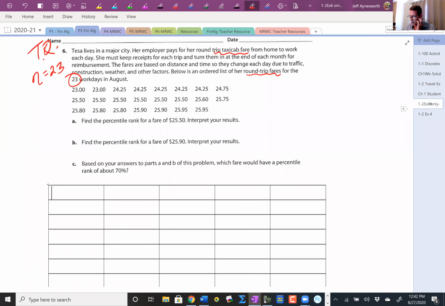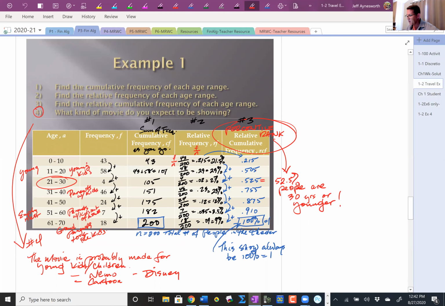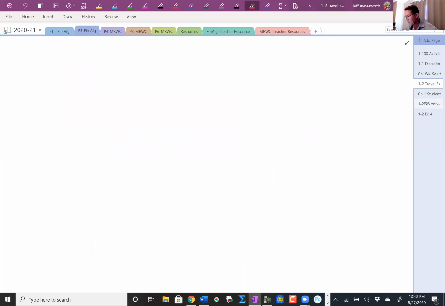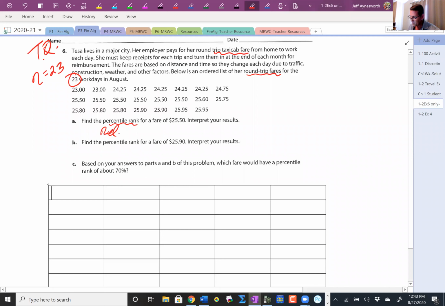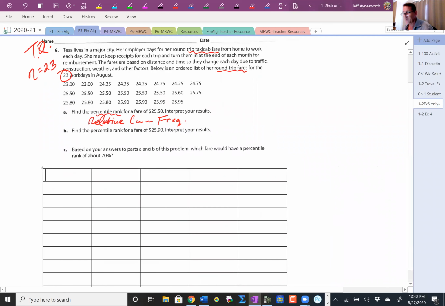Okay, so the first question is find a percentile rank. Okay, and you have to understand, let's go back to your slide here, that percentile rank is the same as relative cumulative frequency, and it's the last column in the example. So let's write that down: relative cumulative frequency, that's percentile rank. And because of that, you pretty much have to design a full table with all your data. So what looks like a simple question is really not. We have to do a full-on frequency table for this set of data. So here we go. What we're going to do is set up the fares first.